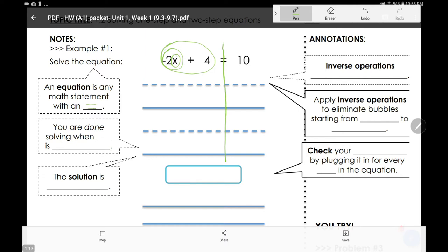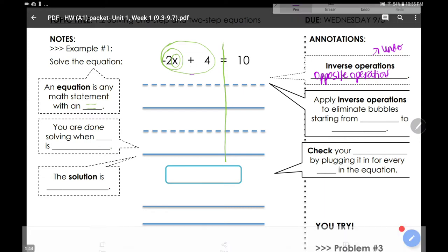So to get to the center of the onion, I need to remove the outer layer first, then the next inner layer, then get to the center. To remove the outer layer, this +4, we need to apply inverse operations. Inverse operations are opposite operations that undo its opposite operation. +4's inverse operation, addition, the inverse operation of addition is subtraction, so we subtract 4.